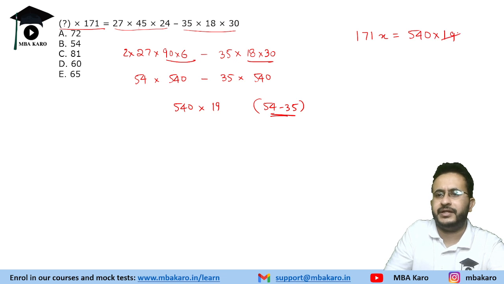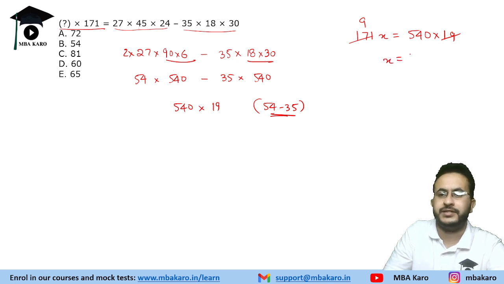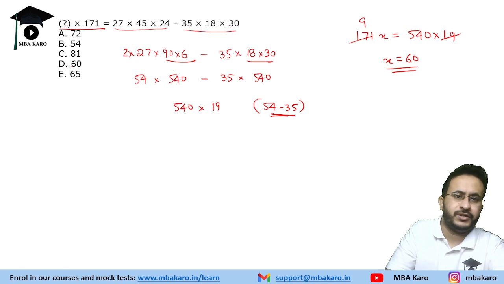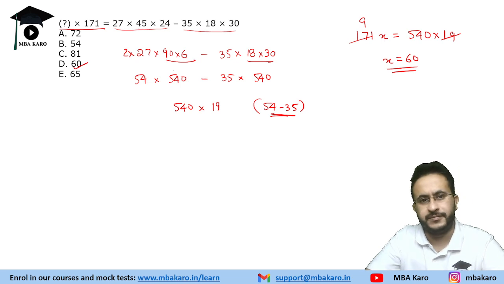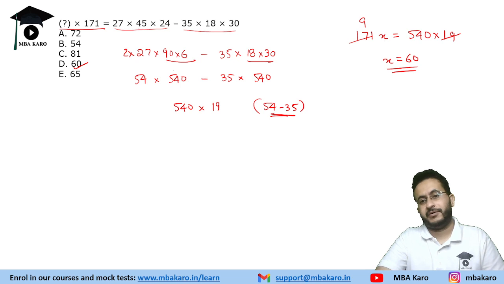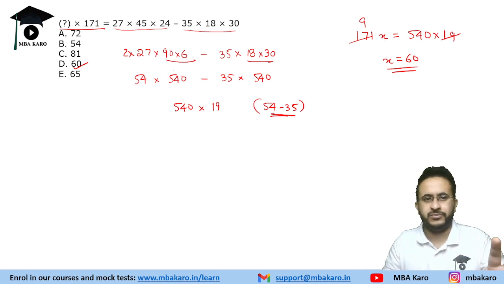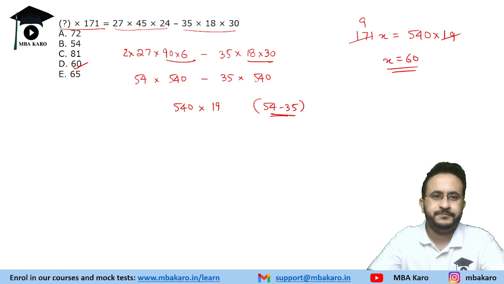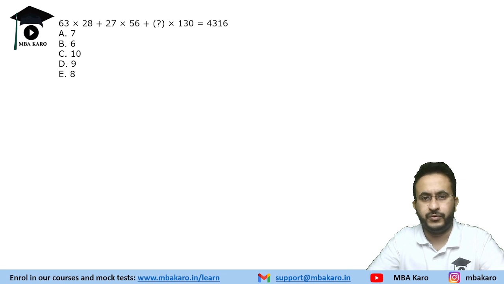We know that 9 into 19 is 171. So 9x is equal to 540, x is equal to 60. So that will be the answer to this question. Okay, so it was about taking common factors. Otherwise, if you multiply, it will be a very large number to solve. So similar thing probably we will have to do here also.